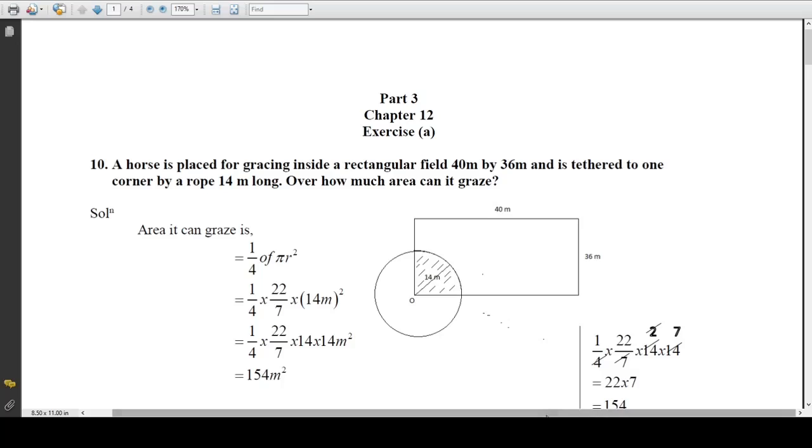Welcome student. Now we'll discuss part 3 of this chapter 12, on problem number 10.